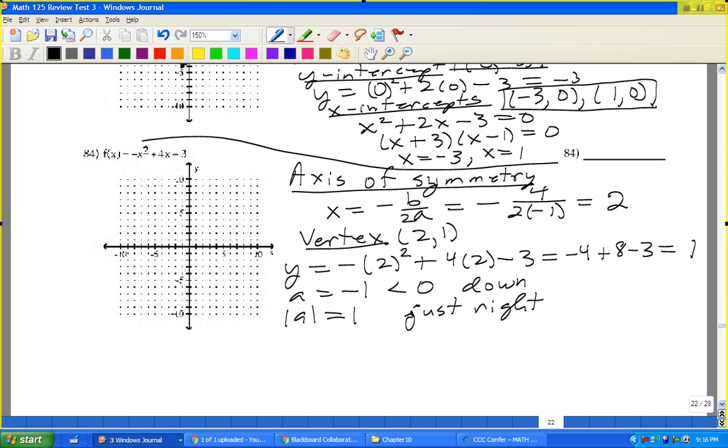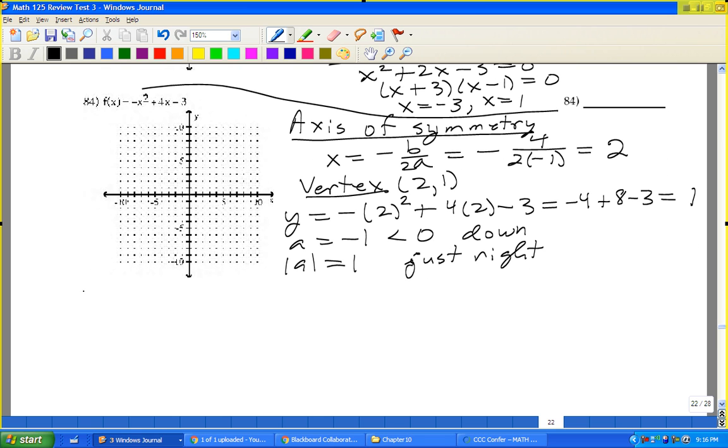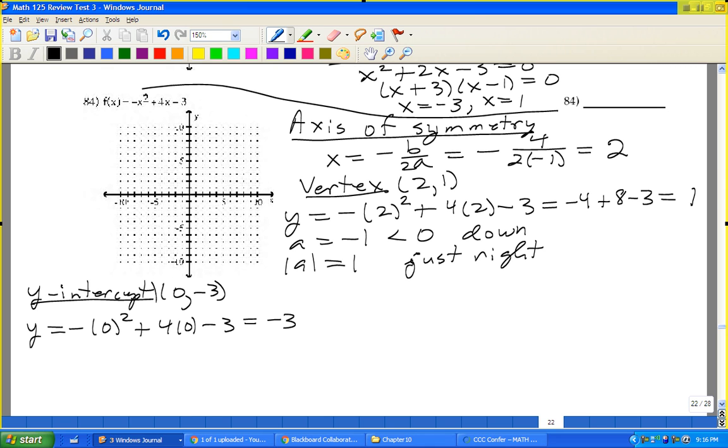Let me find the intercepts. So the y-intercept is going to be at 0. Plug in 0, so you get a minus 0 squared plus 4 times 0, minus 3, which is a negative 3. And that's your y-intercept. Let me do the x-intercept.